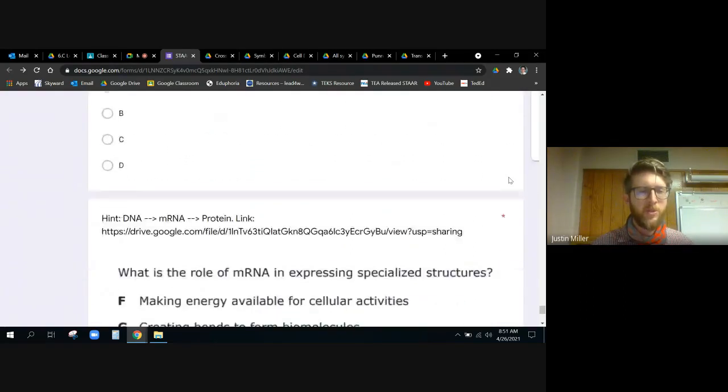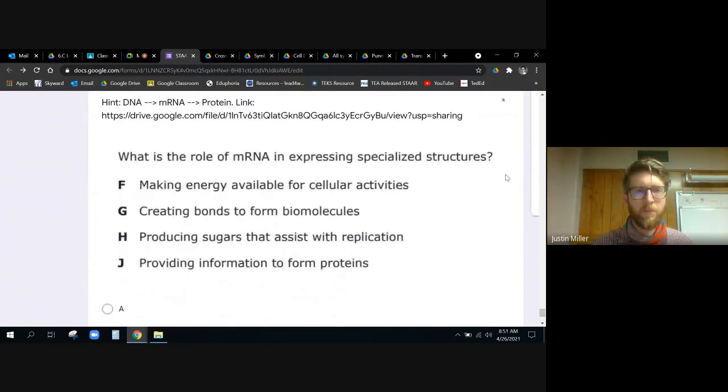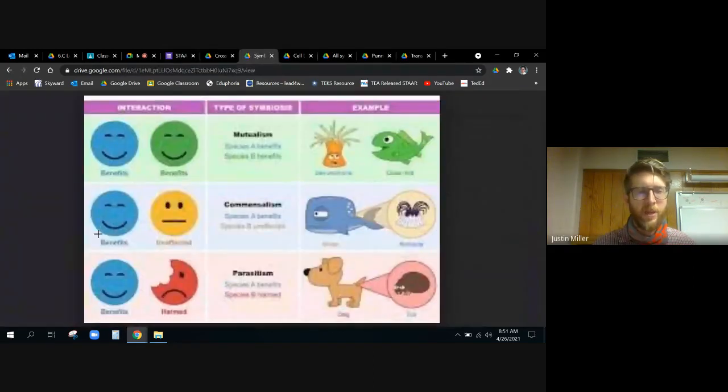Just remember mutualism is happy, happy. But you might have a question about how commensalism or parasitism works. You just have to remember that commensalism is happy, meh. Parasitism is happy, sad.